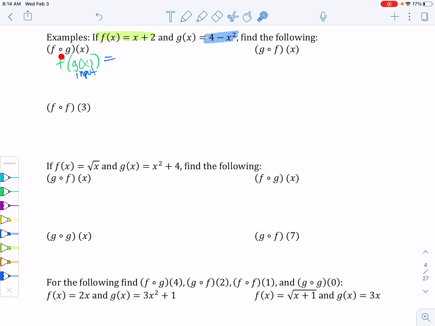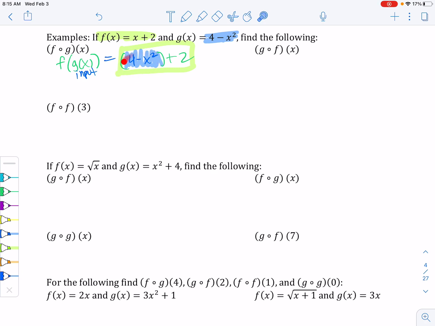So what I like to do is I take the outside one and I write the function x plus 2, but instead of putting x, I just put sets of parentheses. So I have the x plus 2 here. Now instead of the x, I'm going to plug in the entire thing of the 4 minus x squared. So this is the f of x, but we're inputting the g of x into the f of x. Then I simplify from here.